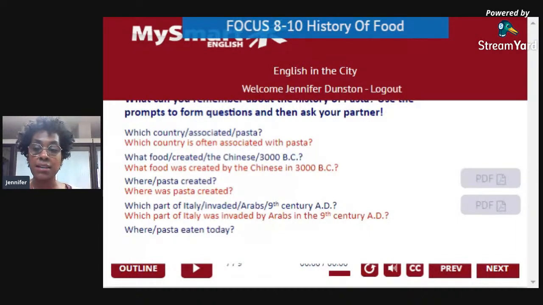Okay, where pasta eaten today? Let's do our final question. Let's make a passive question from our prompt. Is it present passive? Is it past passive? Does anyone care? Because it seems that we've been working mostly with present and past passive questions. So I'm betting it's one or the other. And I'll give you a hint. Today. Is today past or present? In your opinion?